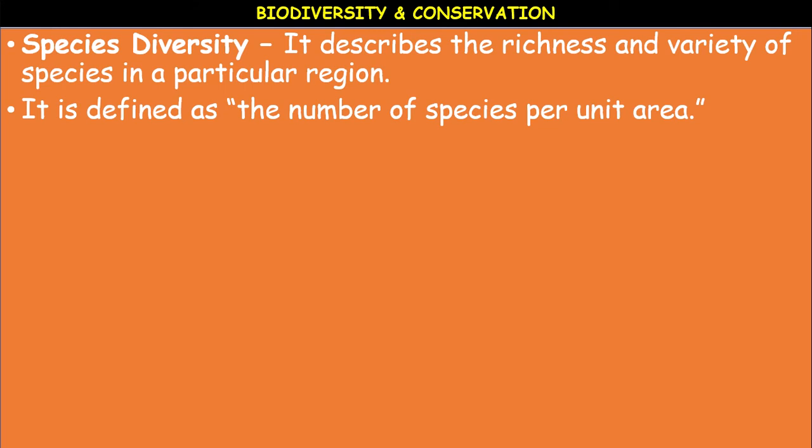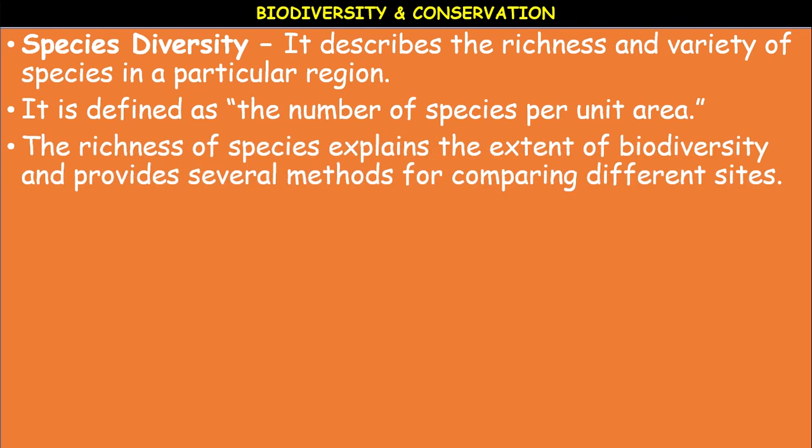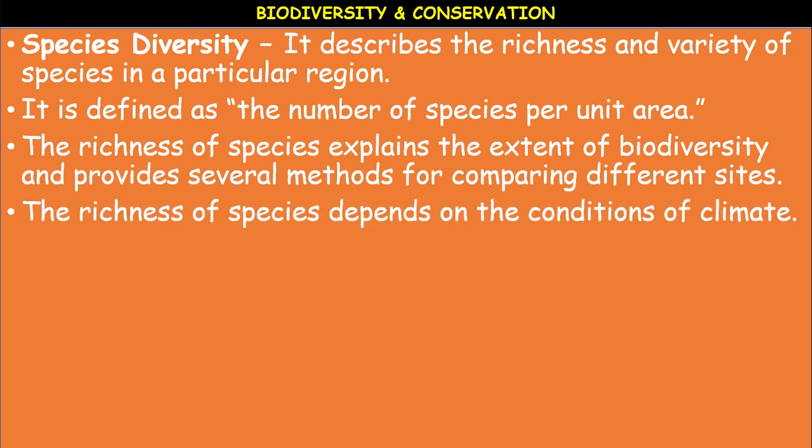Okay, what is species diversity? The number of species per unit area. The richness of species explains the extent of biodiversity and provides several methods for comparing different sites. The richness of species depends on the conditions of climate. Okay, climatic variations, climatic conditions.